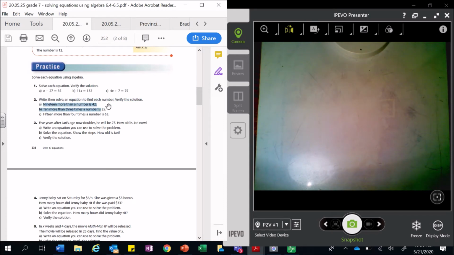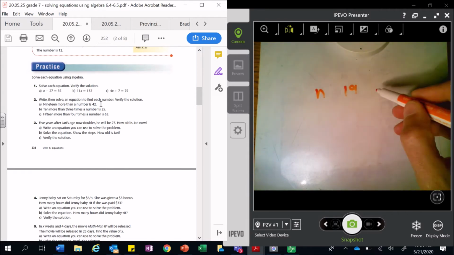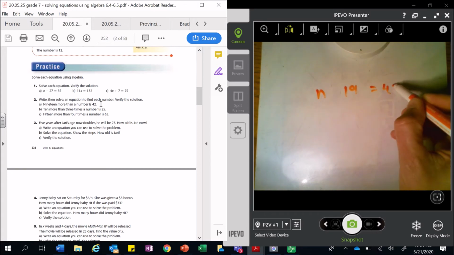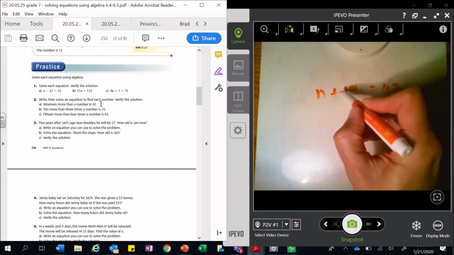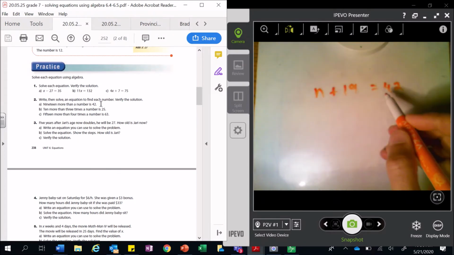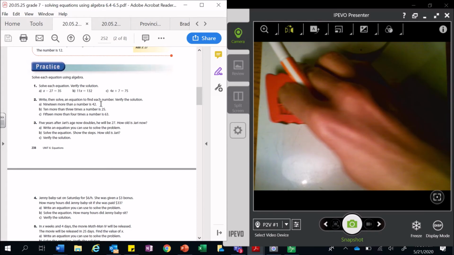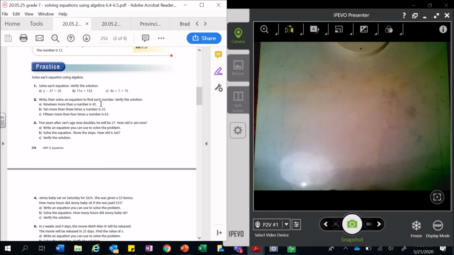19 more than a number is 42. Well, a number can be this. We know there's a 19, and we know that it's all going to equal 42. 19 more must be addition. So a number plus 19 equals 42. So if you're not sure, just start writing single things down until you get it.